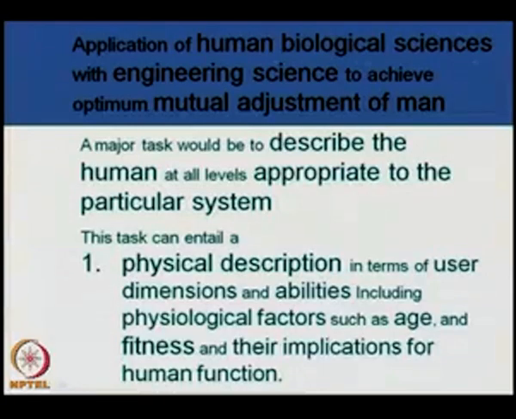Application of human biological sciences with engineering science to achieve optimum mutual adjustment of man. A major task would be to describe the human at all levels appropriate to the particular system. This task can entail, number 1, a physical description in terms of users' dimensions and abilities, including physiological factors such as age and fitness and their implications for human functions.